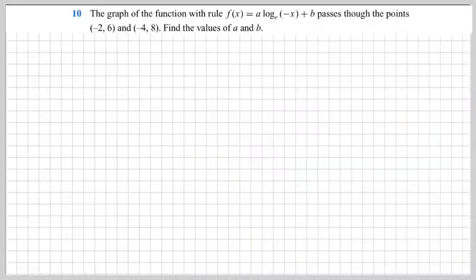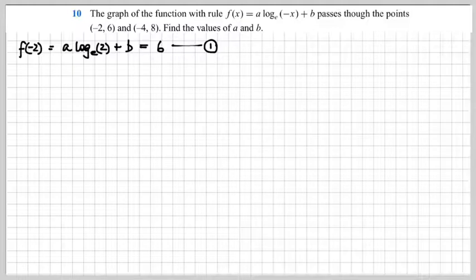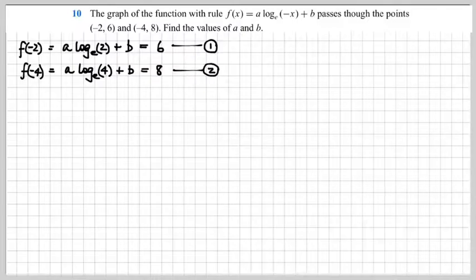Okay, last but not least, over the page. Now, you have a look, you have a go, pause the video, come back. Right, you're back? Okay, how did you go? Well, I think this one is probably fairly similar to the technique we used in the last example. So here's our first line. I've substituted the point minus 2 and 6 in there to get my first equation. And here comes my next one. That's f of minus 4 equals that, and that equals 8, and that's my second equation.